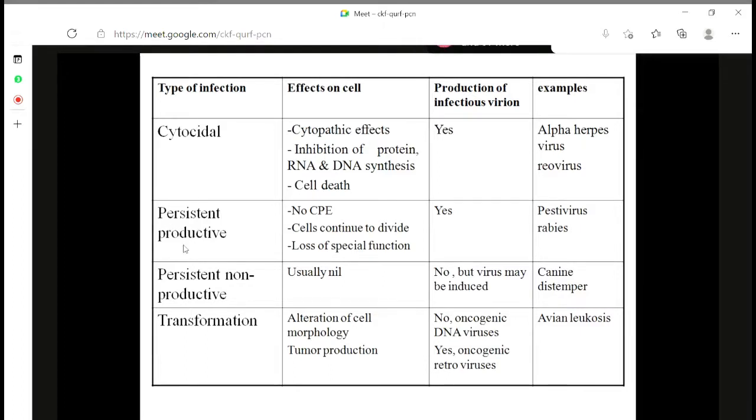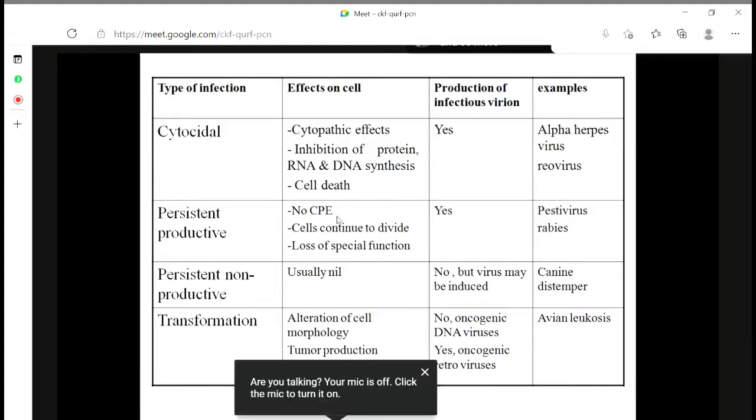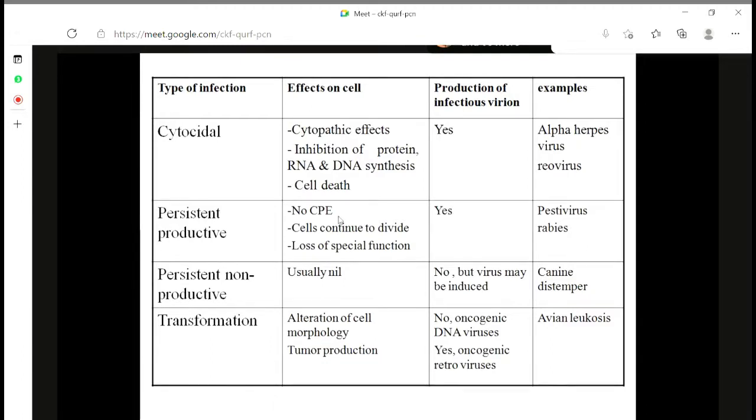The second category, as we discussed, is the persistent productive. So here, in the persistent type of infection, the virus doesn't cause any cell death, but the host cells continue to divide, though sometimes they lose some special function. Secretion, granular secretions may happen, and production of hormones may get affected. But the cells normally continue to divide. The virus also persists within that cell. So in this persistent productive infection, the infected cell will gradually secrete or produce some mature virus particles, which will be released to the surroundings.